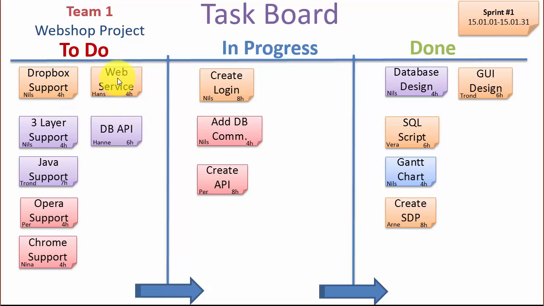And then when you start working on one of the tasks, you just drag it, or if you use sticky notes on a whiteboard, you can just remove the sticky note from the to-do list and put it in a progress list like this. Or if you use Visual Studio Team Services and other tools, you can just drag them over to the next column. When you are finished working with one of the tasks, you put it into the done column like this.